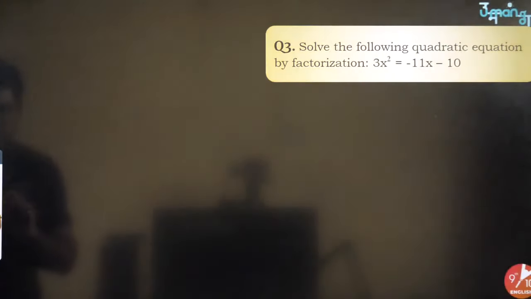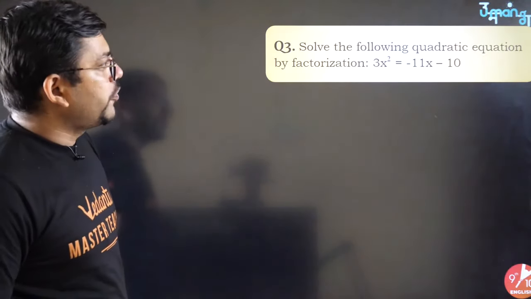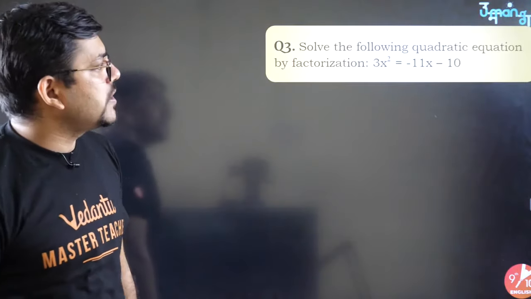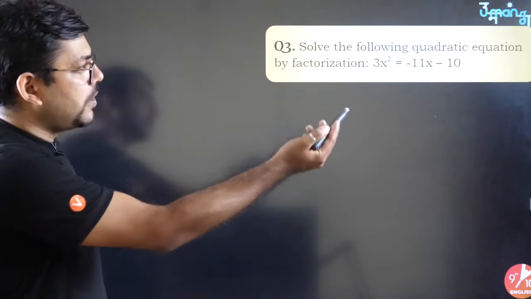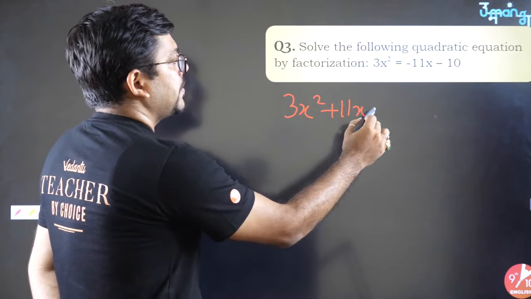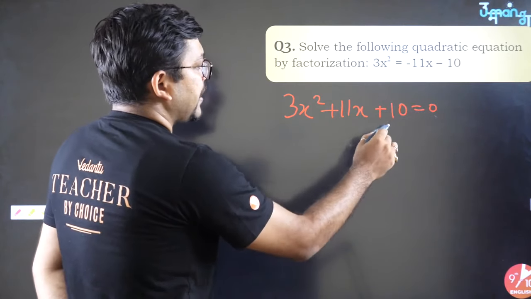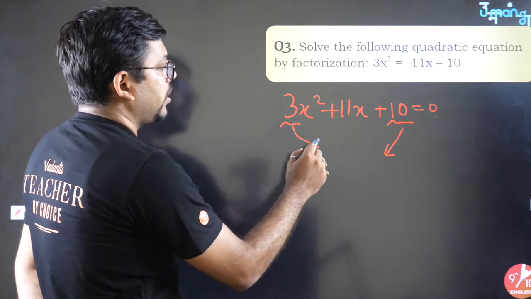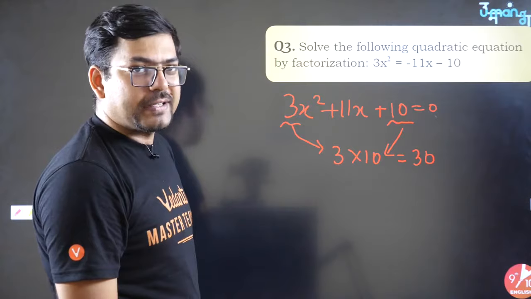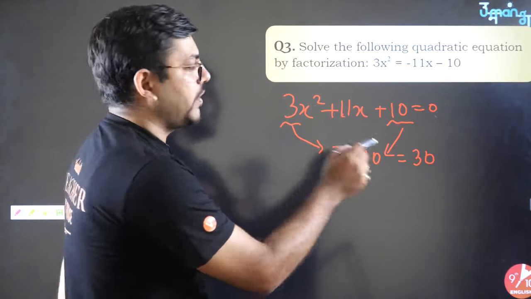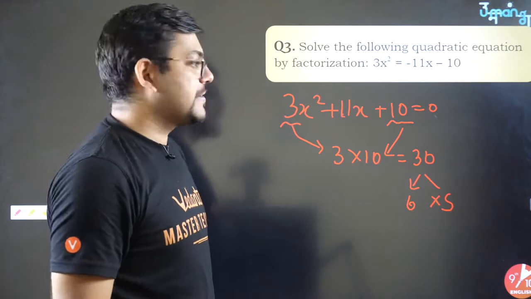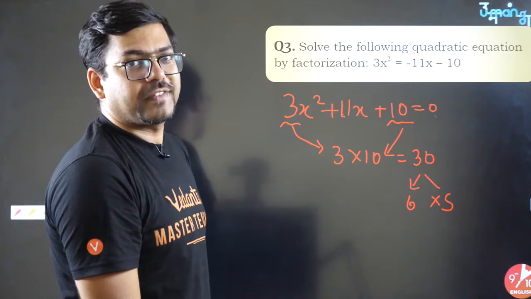This is the next. Here it says, solve the following quadratic equation by factorization. 3x square is equal to minus 11x minus 10. Pretty simple. Put all the things to the LHS. You'll get 3x square plus 11x plus 10 equals to 0. Same methodology, 10 and 3 will get multiplied. 3 into 10 is 30. 30 has to be broken into two parts so that it can give you 11. It can be broken very easily into 6 and 5, because 6 fives are 30, and 6 and 5 can give you 11, 6 plus 5, isn't it?